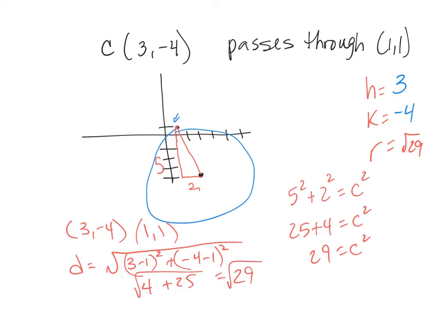Got it? We have h, k, and r. Are we ready to write the equation? It's x minus 3 squared plus y plus 4 squared equals what? So it's equal to 29.